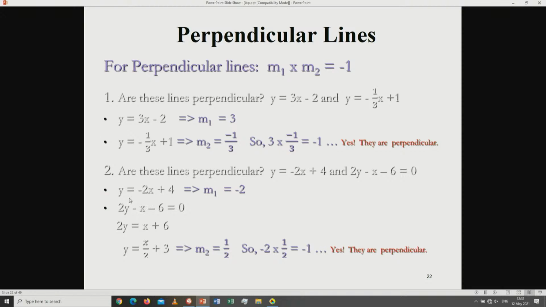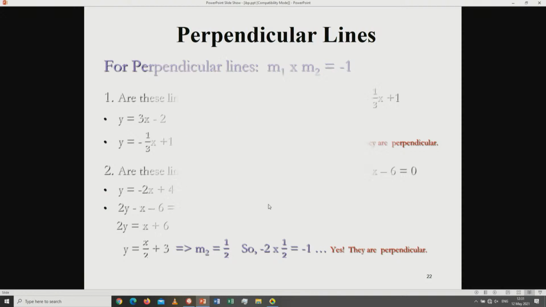Here you are. Then y is equal to minus 2x plus 4. The gradient is minus 2. Then the other one, 2x minus 6 is equal to 0. Then I divide by 2. Then I get 1 over 2x plus 3. So the gradient in this case is 1 over 2. So when I take 2 times 1 over 2, the answer is -1. Then I can clearly say now the two lines are perpendicular because the product of the two gradients is equal to -1.